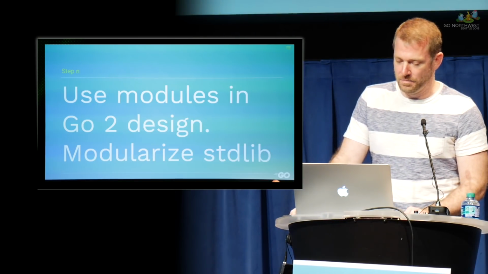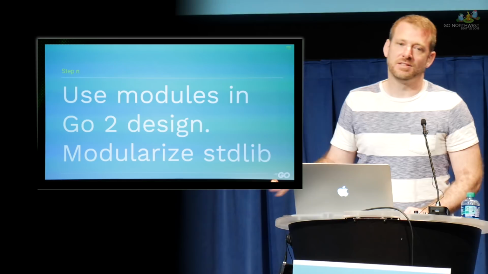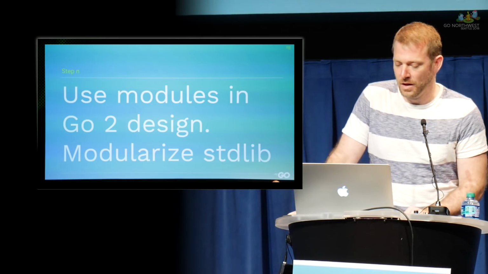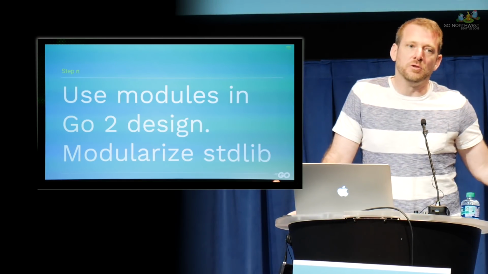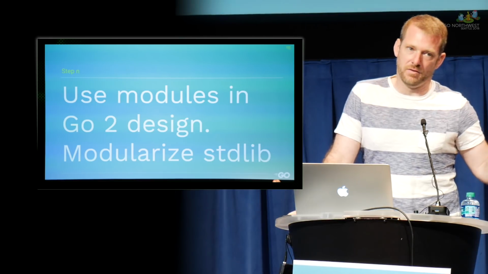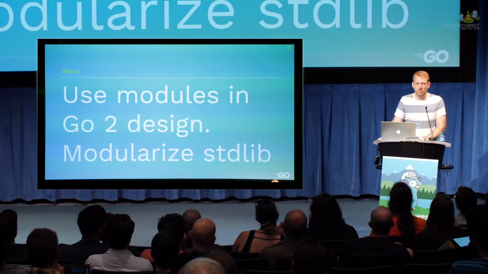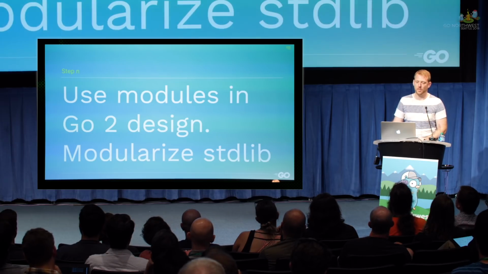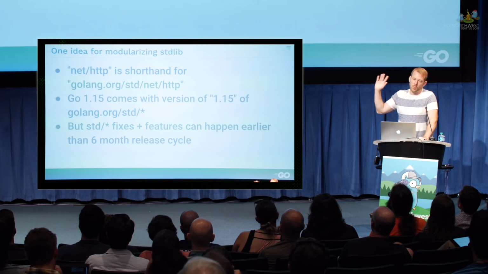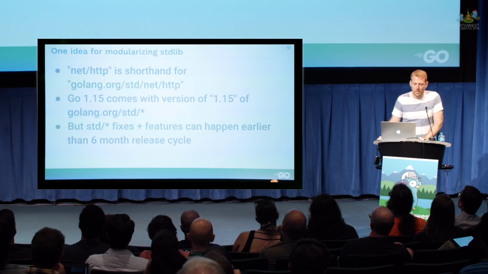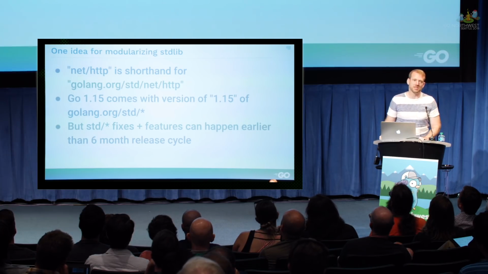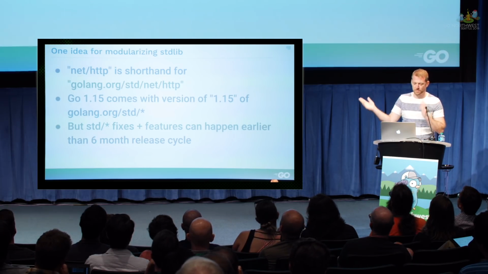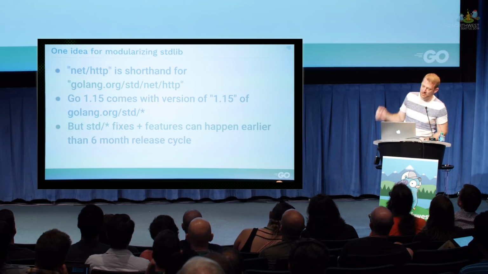So after that's done, let's say in a release or so, the plan is that Go 2 would pretty much depend on whatever that ends up being, using Go modules in the Go 2 design, and maybe we'll modularize the standard library. So this is one idea, definitely not decided, that maybe things like net/http or other things in the standard library become shorthand for golang.org/std/net/http.